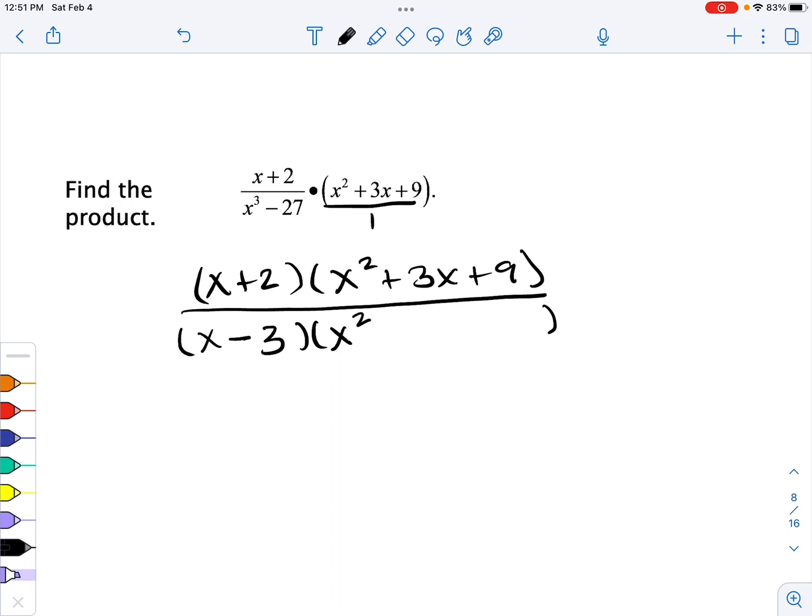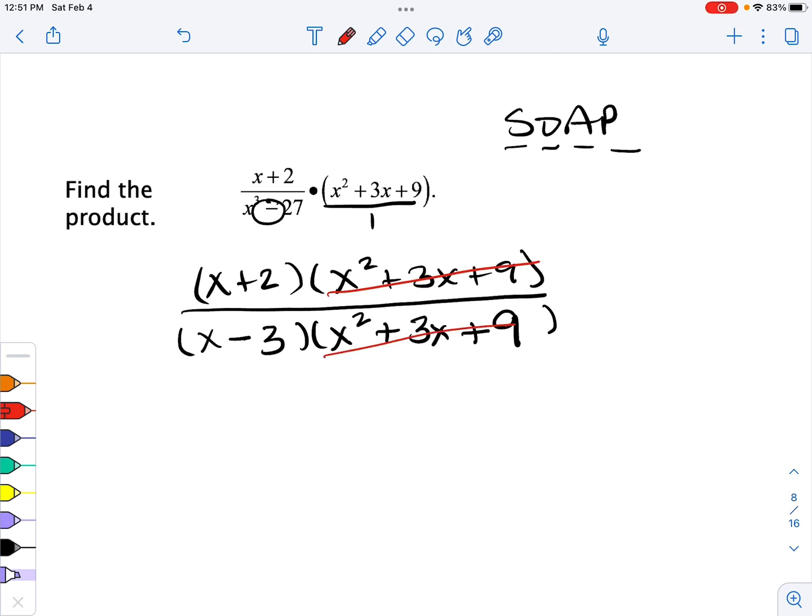Then it's going to be a squared, right, 1x squared. It's going to be b squared. It's going to be ab here in the middle. And if you remember the signs, it was SOAP. Same, opposite, always positive. So since this is a negative, same, opposite, always positive. Okay, now we can see we have a trinomial and a trinomial that are exactly the same. Those two cancel out. And you are left with x plus 2 over x minus 3.